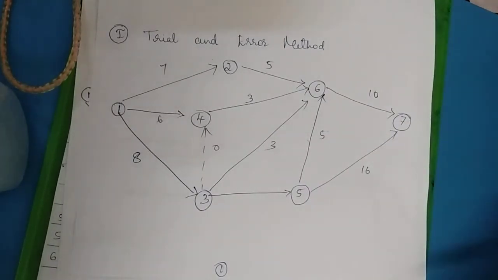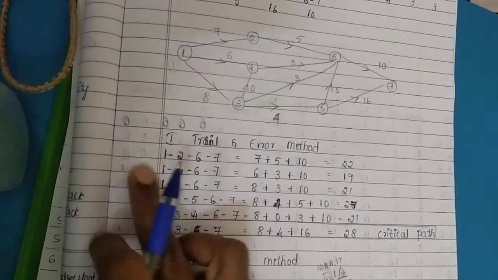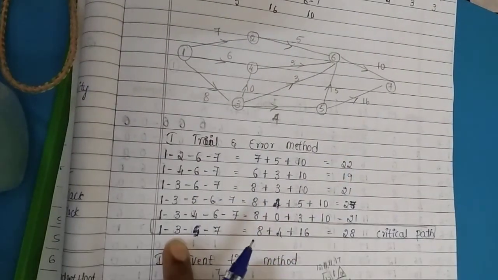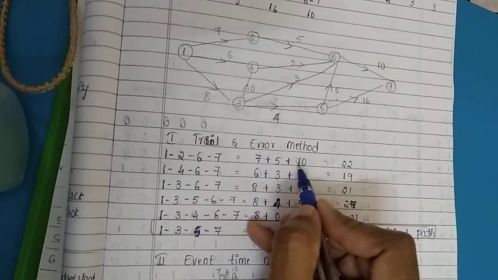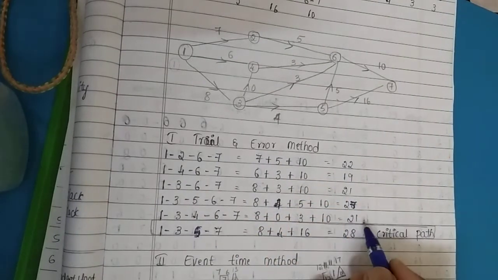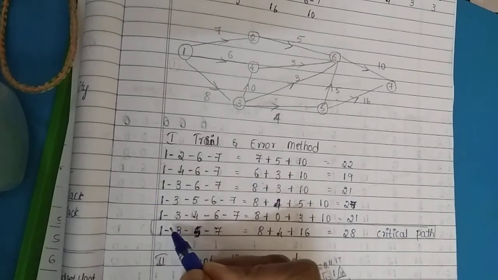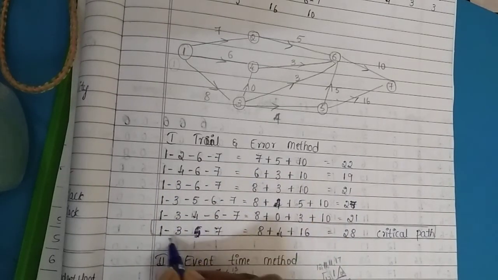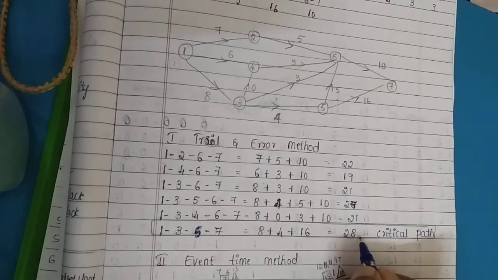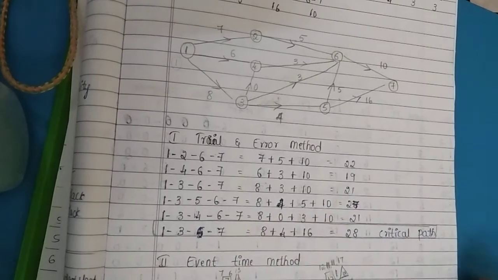So under the trial and error method, what we do is we have to list down all the possible paths and we have to calculate the duration. So here you find the duration is already calculated. Out of all the possible paths that we have in the network diagram, 1 to 3, 3 to 5, 5 to 7 is having the maximum duration, and this is called the critical path.